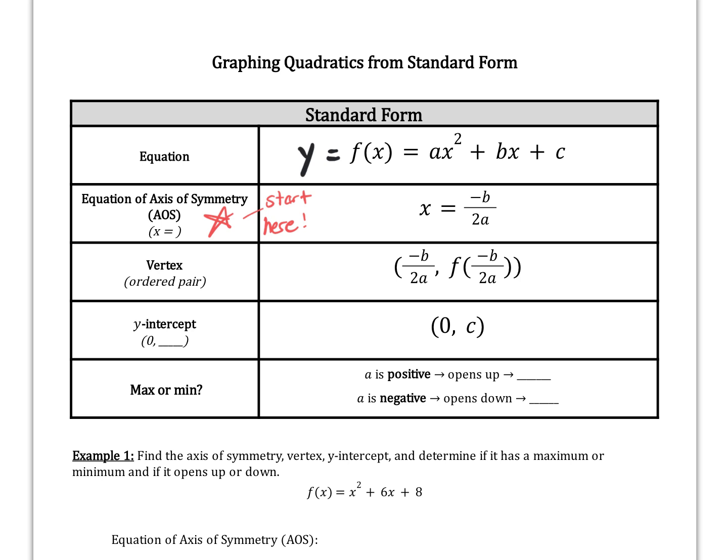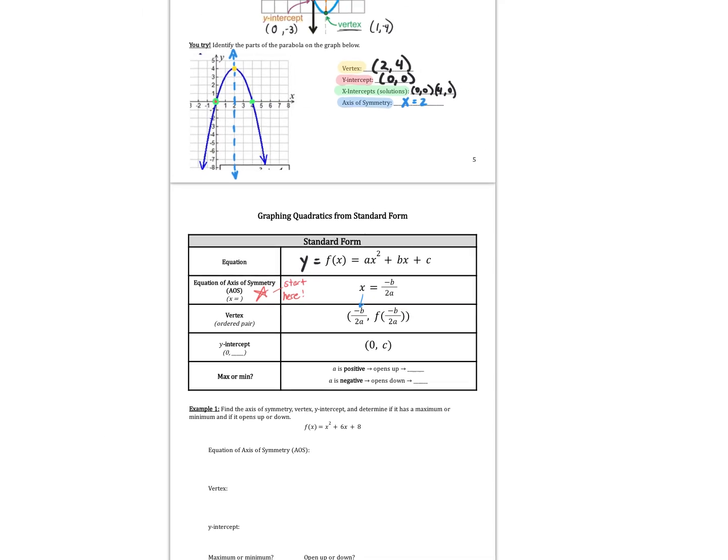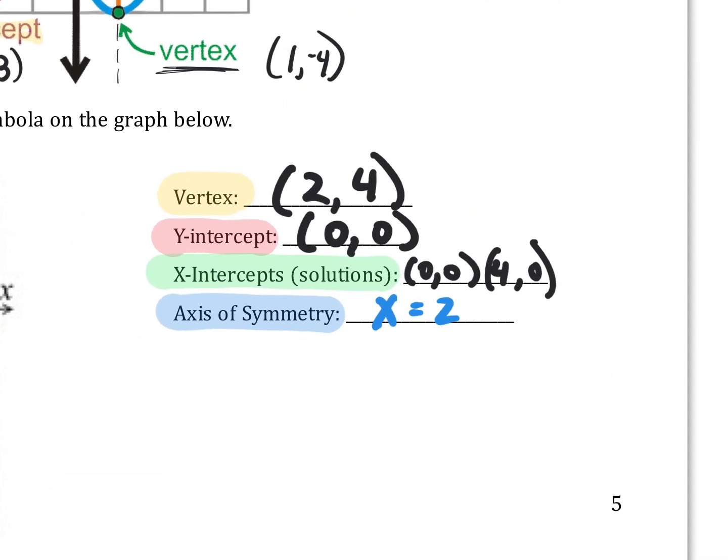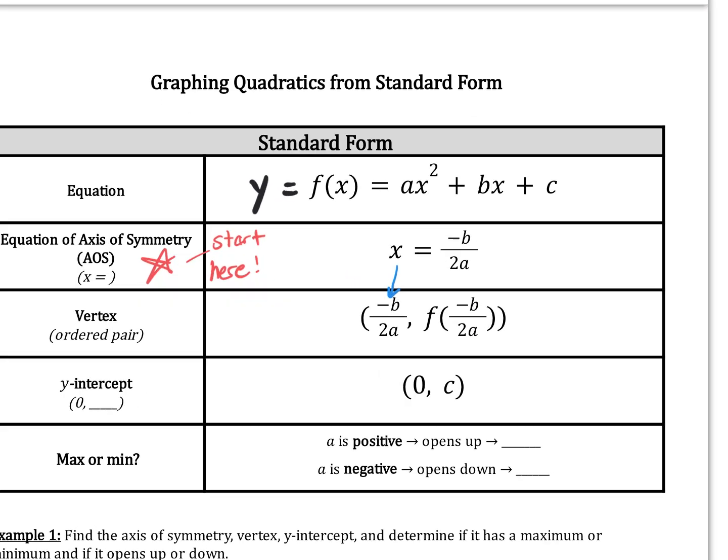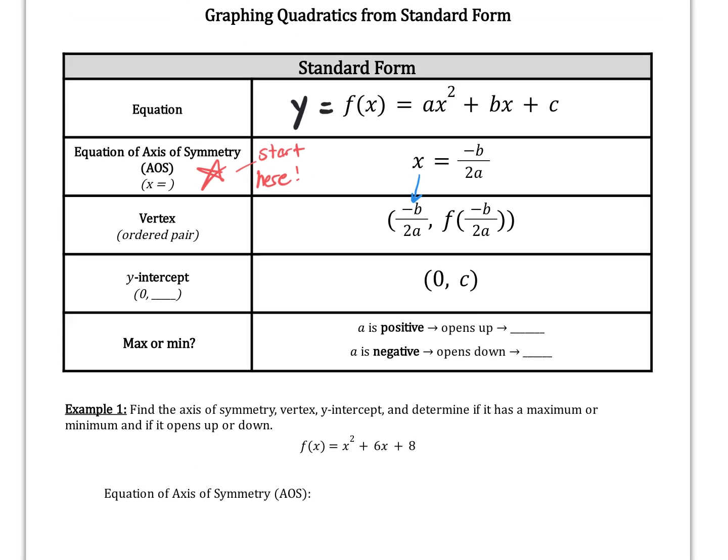Even though this looks like a big gobbledygook of information, it really makes sense, because all they're saying is once you find the answer to this x, all you're going to do is plug that number into the x in your vertex. Just like I did here. Look, axis of symmetry equals 2. I plugged it in right here. It's the same, all right? So all you're going to do is plug that into your vertex.